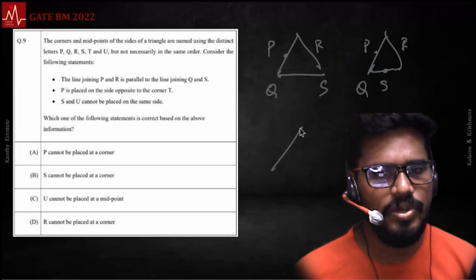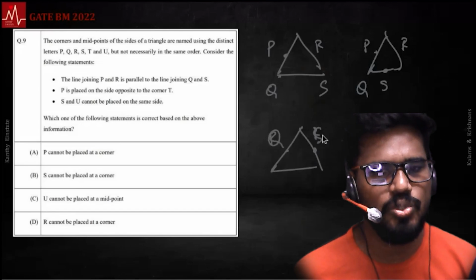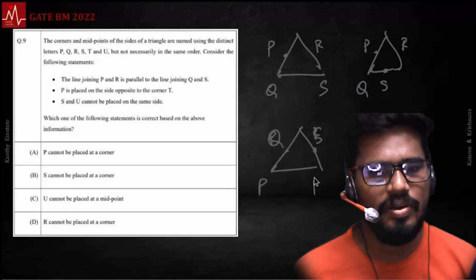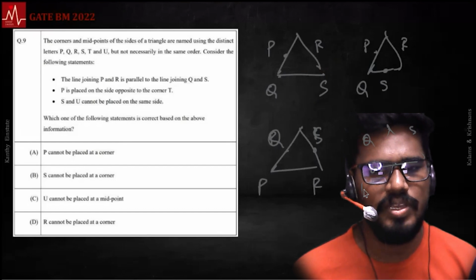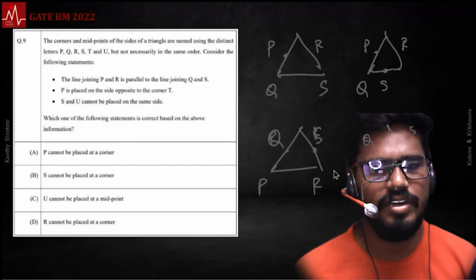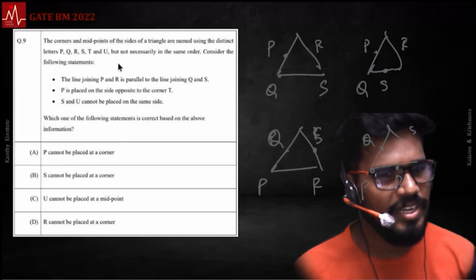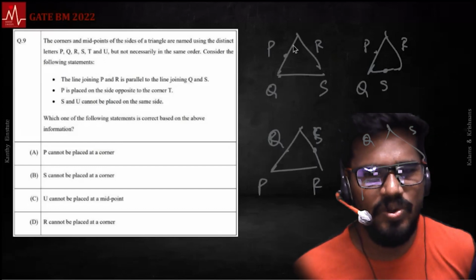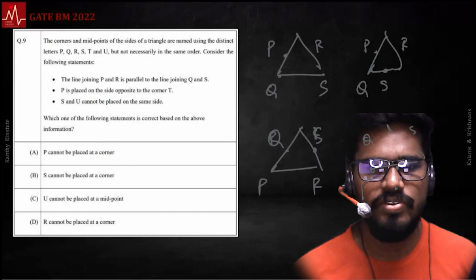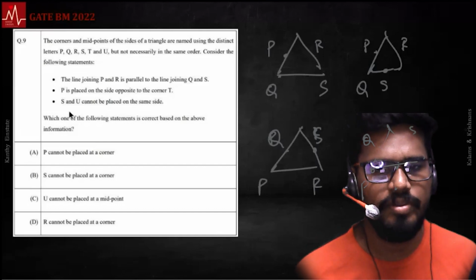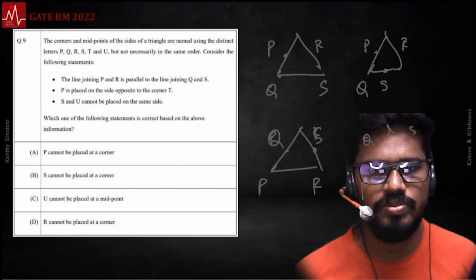But then you can also have P, R, sorry, this is Q, S. Those two are parallel. P, R. And then we can have Q, S, and then P, R, right? Already four possibilities. Then we have this T, U, and all that we have to fill up, right? But let's start small. Which of the four or three pieces of information should we start first with?